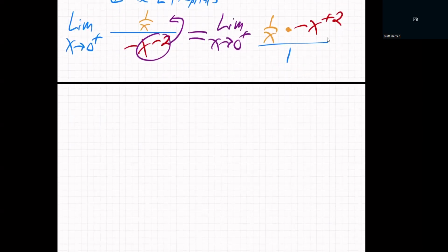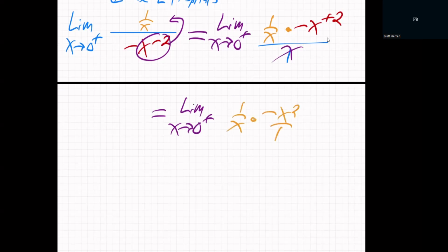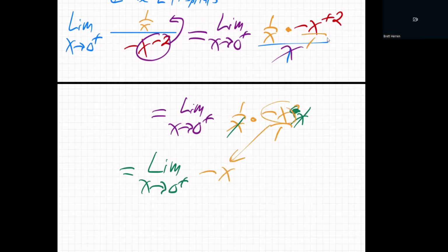Okay, great. So what is that? Well, that is the limit as x goes to 0 from the right of 1 over x times negative x squared over 1. We don't need that 1 on the bottom, it's not doing anything. x squared is x times x, so this x cancels that x. So it's the limit as x goes to 0 from the right. What do we have left here? Just negative x. That's all we've got left. Everything else canceled out.